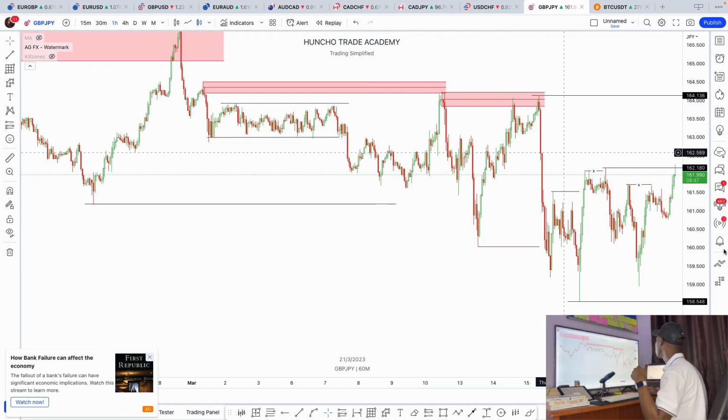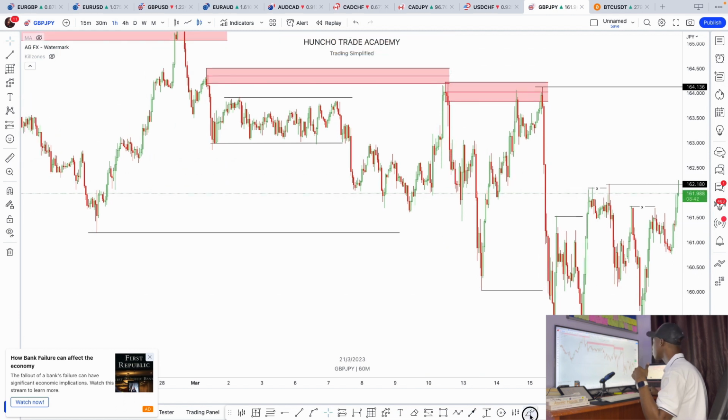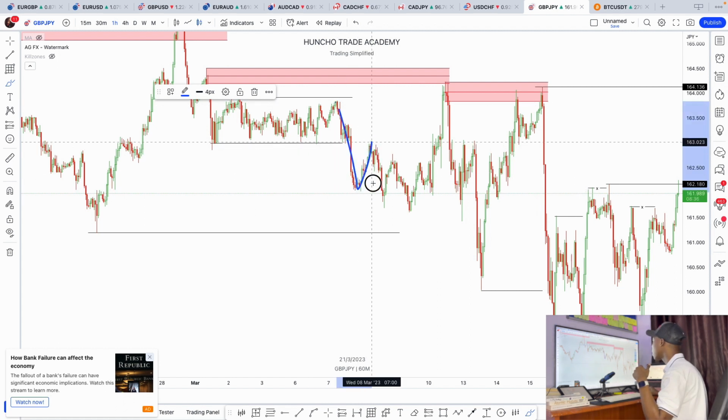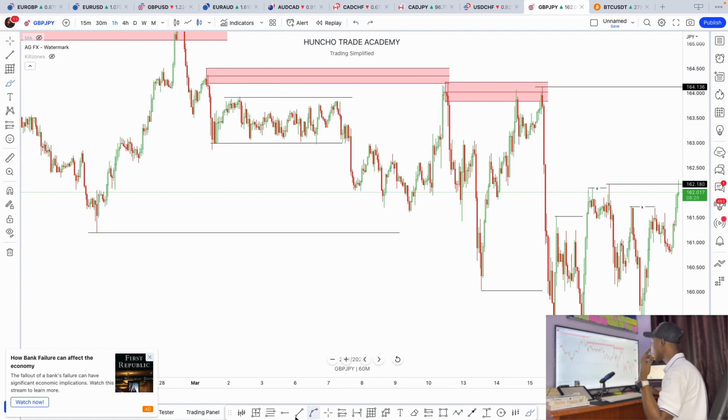All right, so just like we have it here, you can see we have a push to the downside, a retracement, another push to the downside, a retracement, another push to the downside. Then we have price moving to the upside, right? So how can you bank on this kind of trade? Well, it's quite simple. You can use your horizontal ray, then you can use your trend line tool to identify these areas.